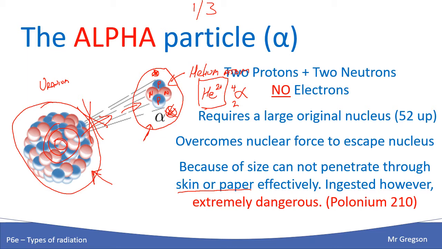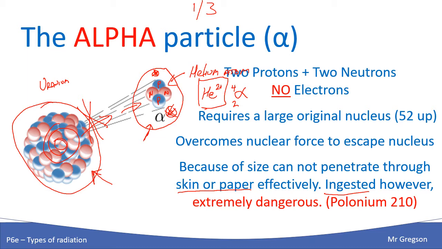Where it becomes really, really dangerous is if you ingest it. So there was an attack in London about 14, 15 years ago, where somebody had polonium-210 added to their tea. Now, polonium-210 is a big alpha particle emitter, and because it was swallowed, ingested, it caused a huge amount of damage and unfortunately killed the man. It was done intentionally. So it can be extremely dangerous.